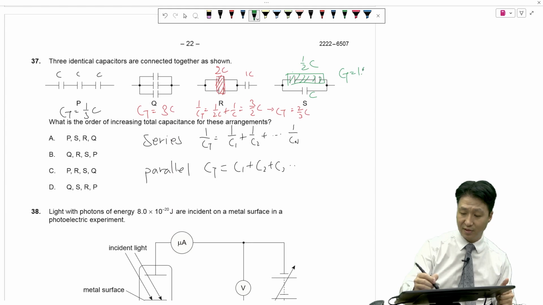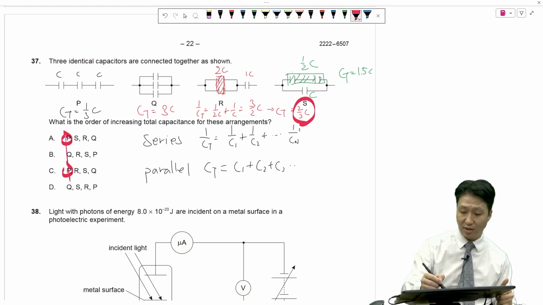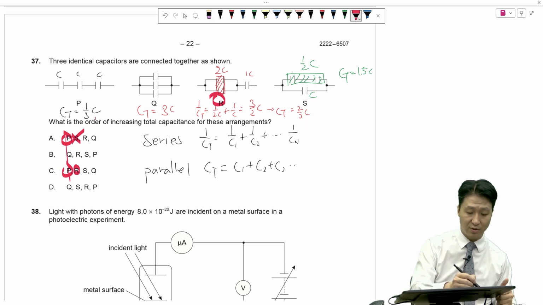So 1.5 C. In order of increasing, we have the smallest one first. Smallest one is P. Second one would be 2 over 3, which is R. Third one would be S, because it's 1.5, S. Last one is Q, which is the largest, Q. The answer is C.